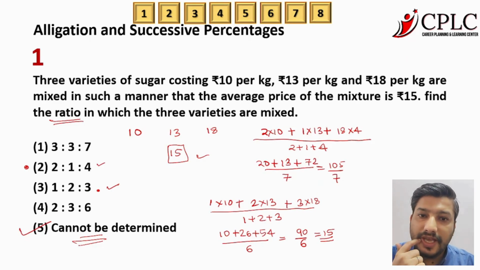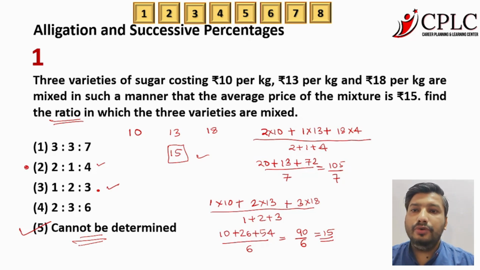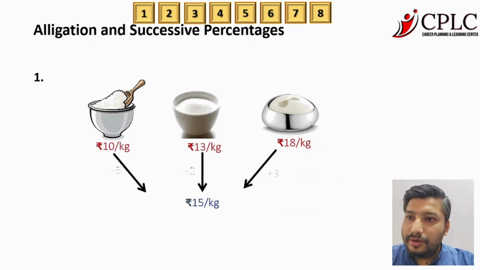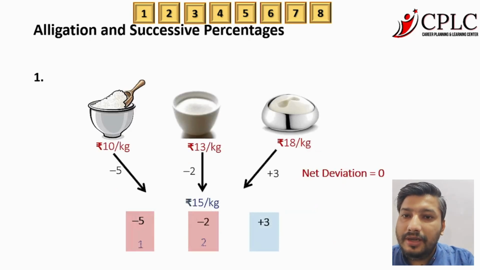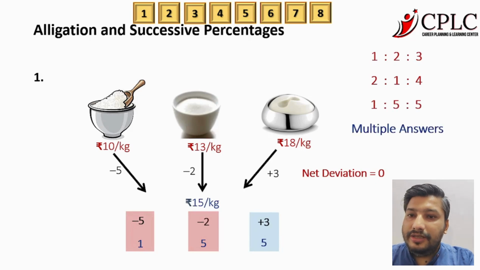So remember always, if you do not have cannot be determined as the answer, then obviously you will have to take one of the answer options and then do weighted average, and then figure out what is the correct answer basically. So correct answer is cannot be determined because of multiple answers, not because you can't find out, but because you get multiple answers basically. So that's your first question.